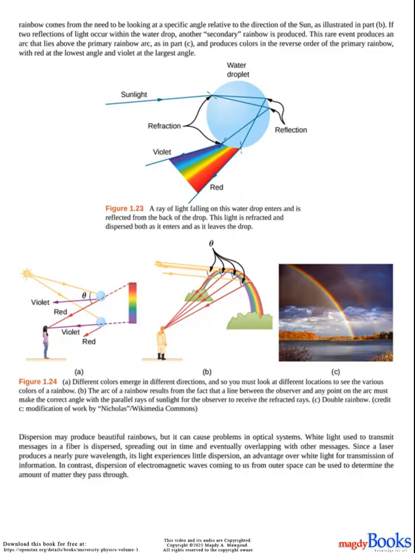Dispersion may produce beautiful rainbows, but it can cause problems in optical systems. White light used to transmit messages in a fiber is dispersed, spreading out in time and eventually overlapping with other messages. Since a laser produces a nearly pure wavelength, its light experiences little dispersion, an advantage over white light for transmission of information. In contrast, dispersion of electromagnetic waves coming to us from outer space can be used to determine the amount of matter they pass through.